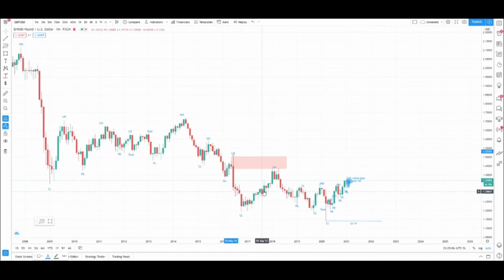So it slowly moves back up, and as you can see, it touches right where that wick is, and then it sells off, comes back up just a little bit, and then comes back down. I mean, this is precision right here. It doesn't get better than that.